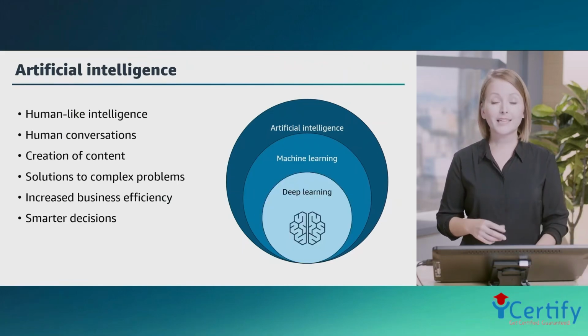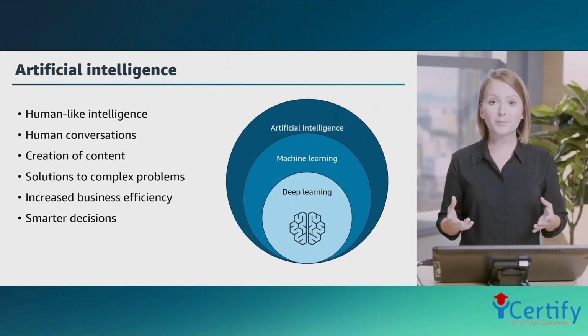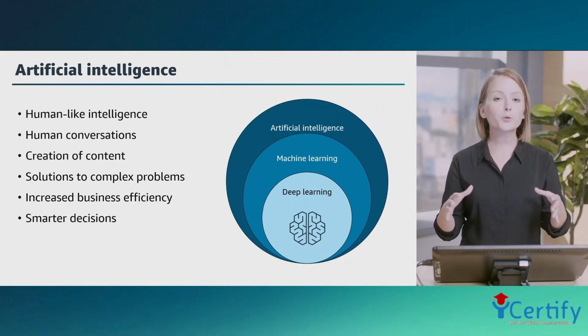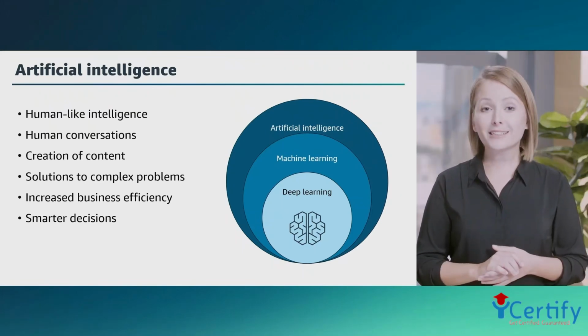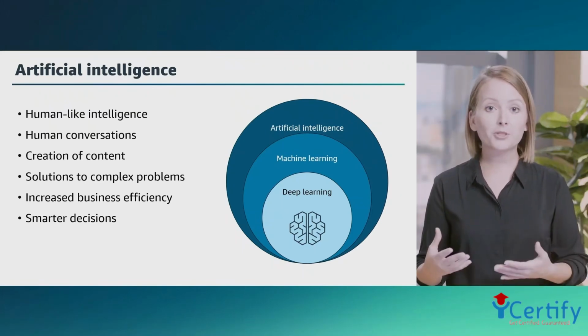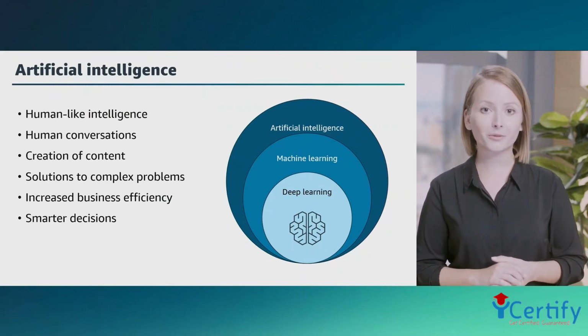Deep learning is a type of machine learning model that is inspired by the human brain, using layers of neural networks to process information. Recognizing human speech and objects and images are some of the things that deep learning models can do.